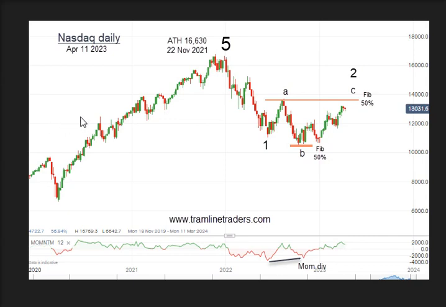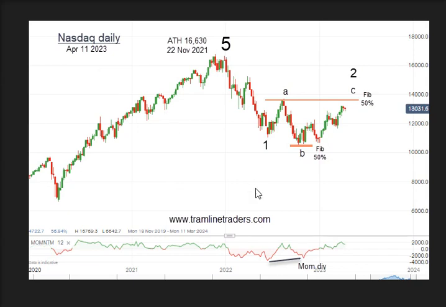So the first one I'm looking at is Nasdaq. This is the daily chart. It's updated as of today, so this is right up to the minute stuff. And I plan to analyze these markets as we go along using my Tramline methods.